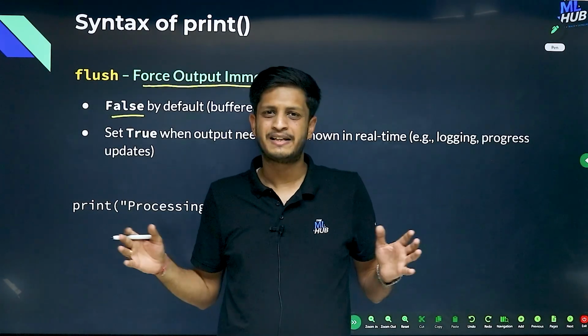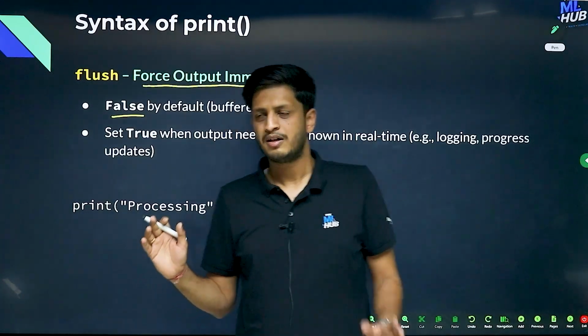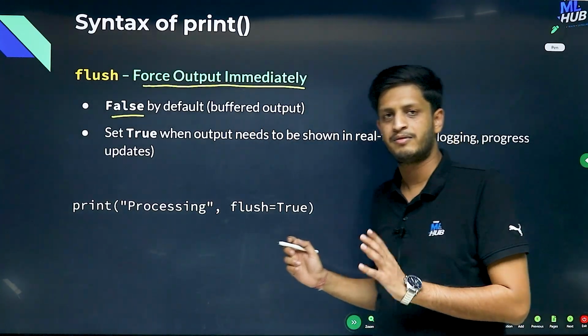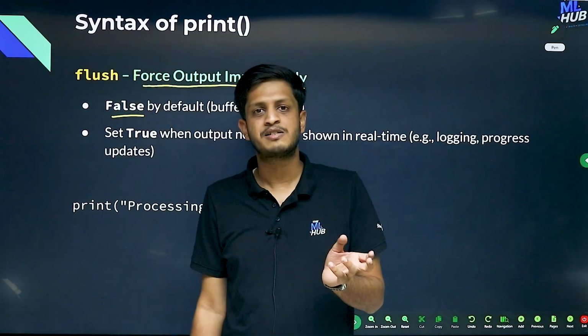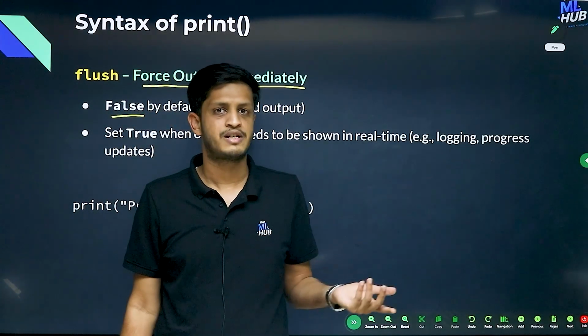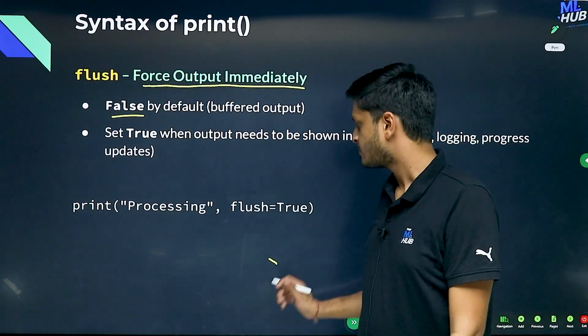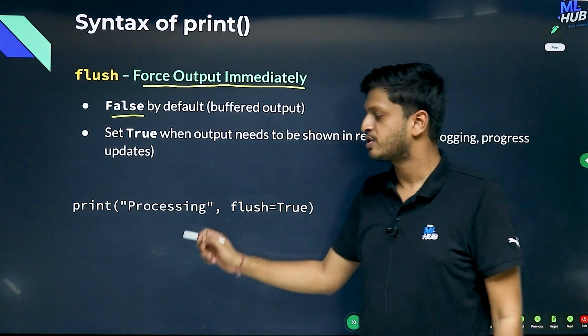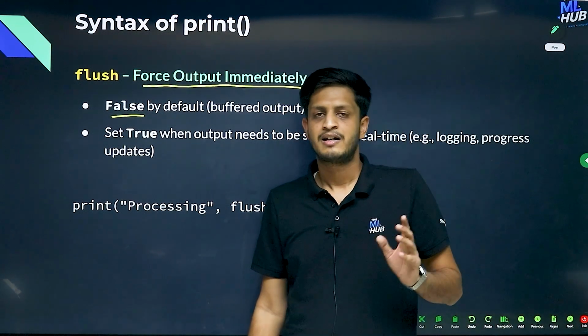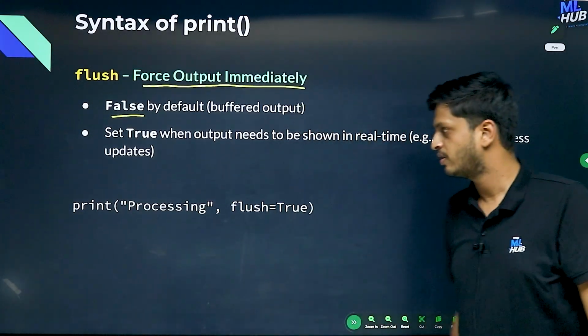Generally for basic Python, we will not use it. Don't worry about it. Okay, but we will see it later when we discuss file handling, how to use the flush parameter and what is the difference between flush being set to true and not set to true. Okay. So again, this is the example. If you are setting flush to true, then this processing will be printed immediately and it will not wait. Okay.